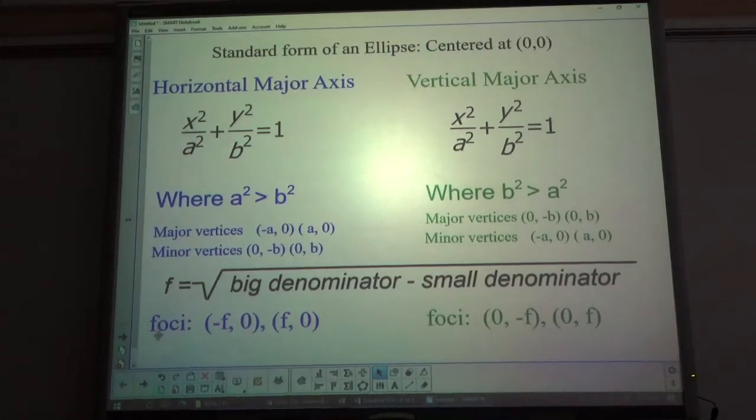Welcome. Today we're going to talk about how to work with an ellipse centered at 0, 0. Now, when you're working with an ellipse, there are many things you have to do.